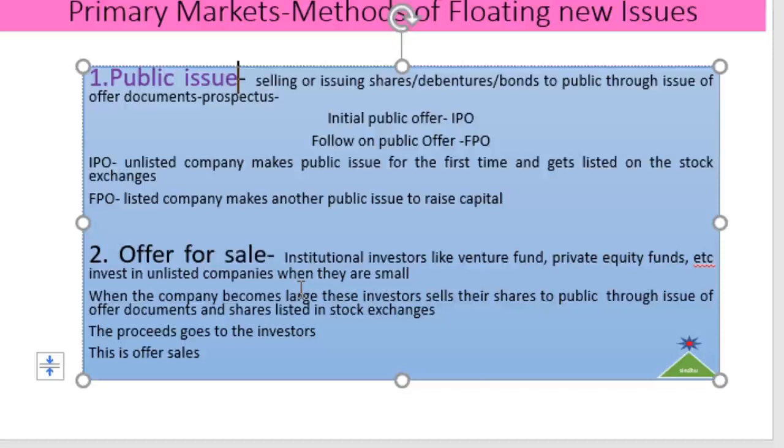This type is known as offer for sale. That is initial investment by these agencies when the company is small. When the company becomes large, the investor sells the securities to the public by listing in the stock exchanges and they earn income.